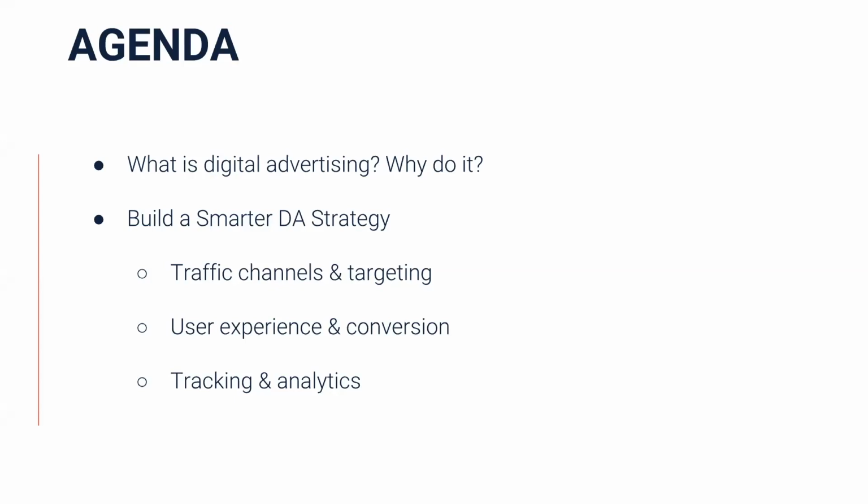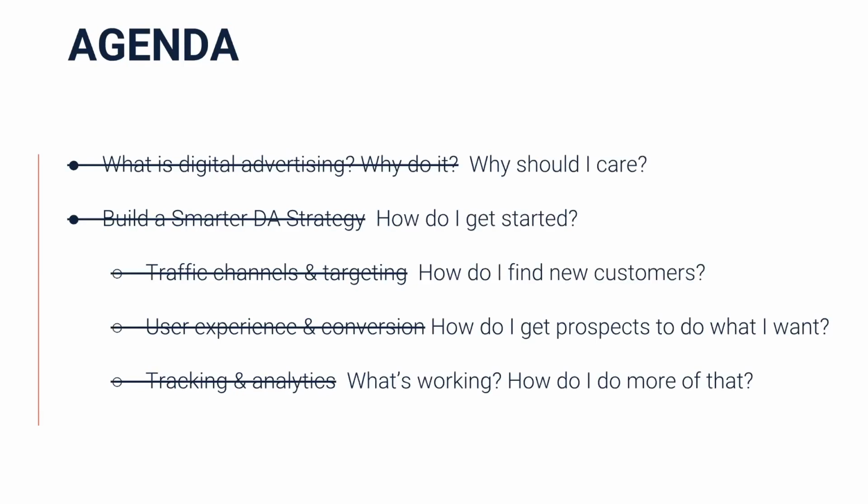Our agenda today. So again, the point of the webinar is how to build a smarter digital advertising strategy. These are the specific talking points that we're going to go through. What is digital advertising? Why do it specifically for real estate verticals? And then actually how to build that smarter DA strategy. So we're going to include what traffic channels you should include, some specifics on targeting, the user experience on your website, how to get people to convert once they're on your website, and then how to track all that. So we're going to go into tracking and analytics, how to improve that conversion funnel, how to improve your traffic channels and your targeting. But really, what we're hoping you come away with is your questions answered.